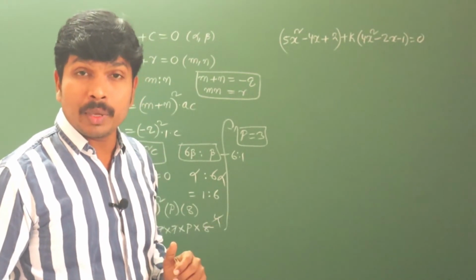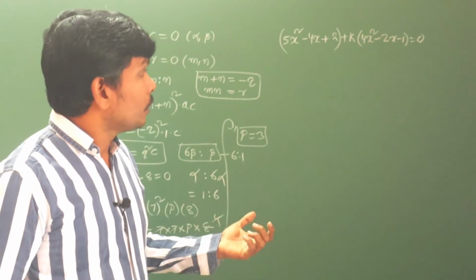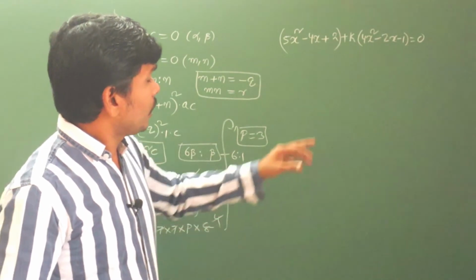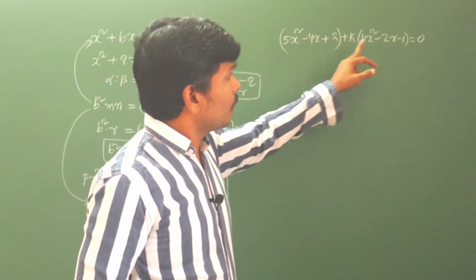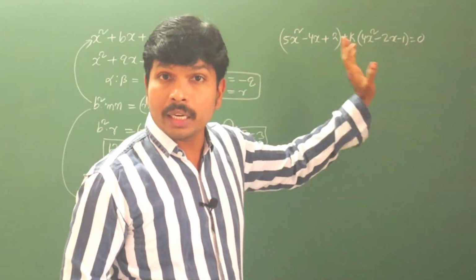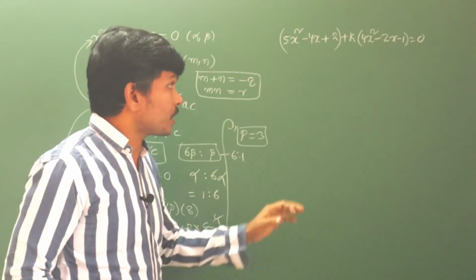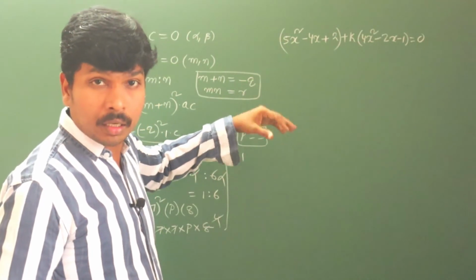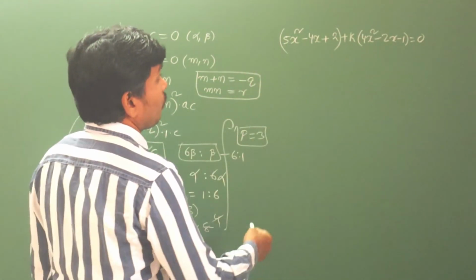Minus, what is meant by b? X coefficient. What is the x coefficient here? Here the x coefficient is minus 4. Here the x coefficient is minus 2k. So that's why it is not in the general form of a quadratic equation. First you have to change it into the general form of a quadratic equation.